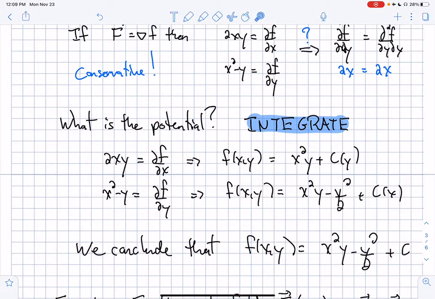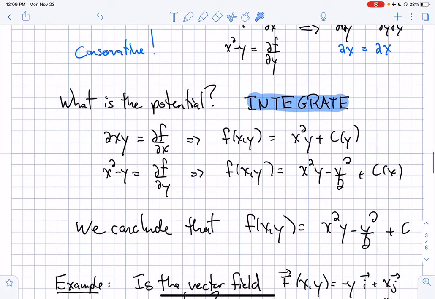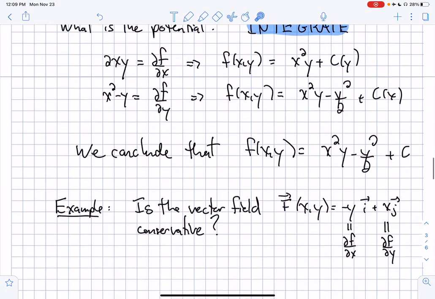Easy to verify if I'm right. I just take the x derivative, I get what I have. The y derivative, I get what I want. So this is really the gradient of that function. Always double check with the derivative. It takes no time.